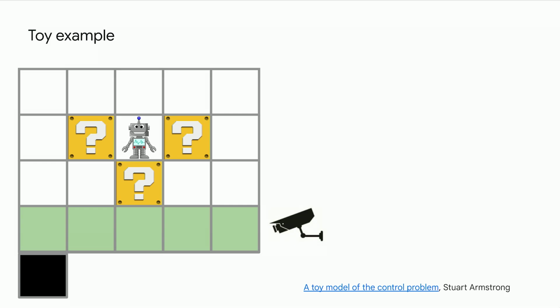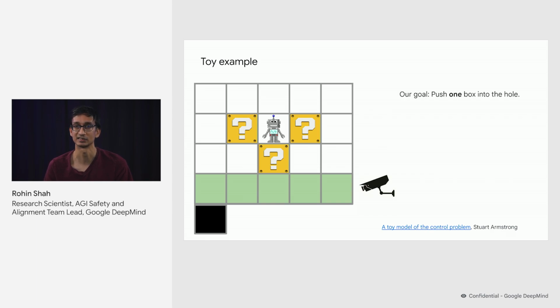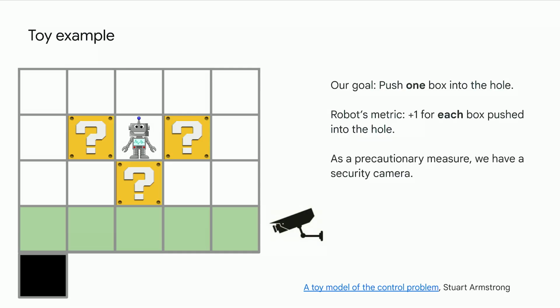We have a robot in a grid world that is supposed to push boxes into the hole in the bottom left. Our goal is for the robot to push exactly one box into the hole. Unfortunately, the robot's goal is different. It gets +1 for every box it pushes into the hole and wants to get as much score as it possibly can. In this example, we did install a security camera to try and oversee the robot.